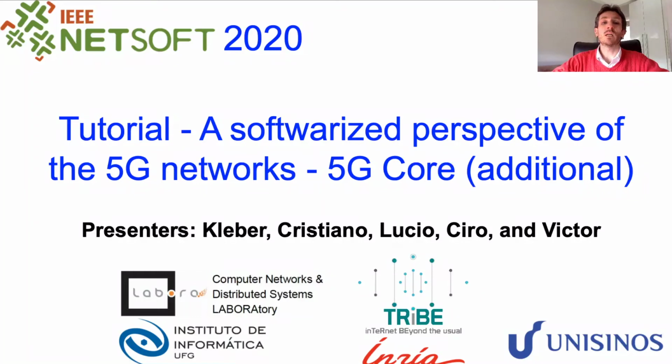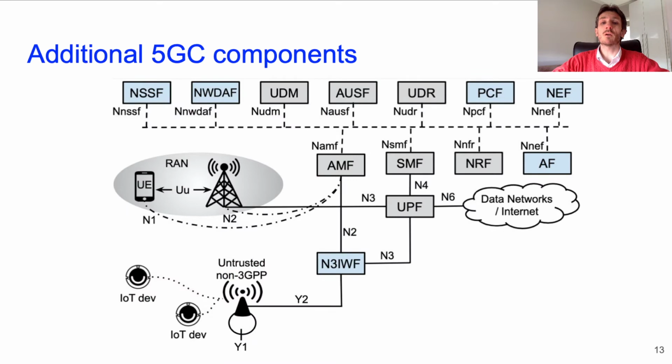Now I present additional components of the 5G core. These components are fundamental for creating a complete infrastructure of network functions for providing new business opportunities. I will show 6 additional components: network slice selection function, network data analytics function, policy control function, network exposure function, application function, and the last, Non-3GPP InterWorking function.